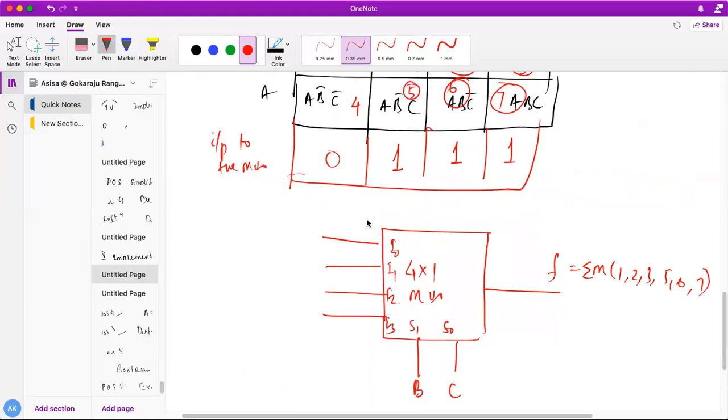So what is the input to the mux? It's 0. 0 means obviously I can connect it to 0 here. And these all are actually 1. I have tied all these together and connected them to logic 1. Okay, this is the circuit which implements this particular function.